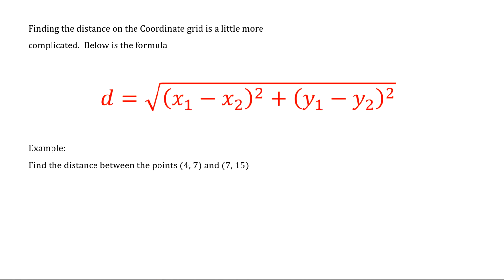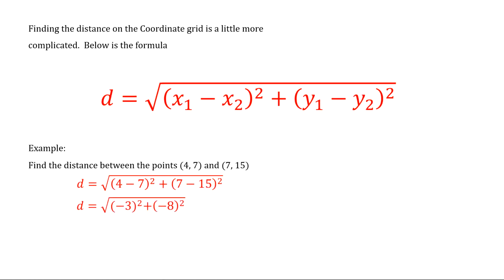So here's our example. We're trying to find the distance between points (4, 7) and (7, 15) on our coordinate grid. So I plugged them into the equation. I made the first values the x1, the y1, and the second coordinate the x2 and the y2. So 4 minus 7, all squared, plus 7 minus 15, all squared. When I do that, it's negative 3 squared, keeping the negative 3 in the parentheses, so then we're squaring the negative 3. Same thing with the negative 8. We're squaring the negative 8. So we're going to end up with 9 and 64. We add those together. We get the square root of 73.